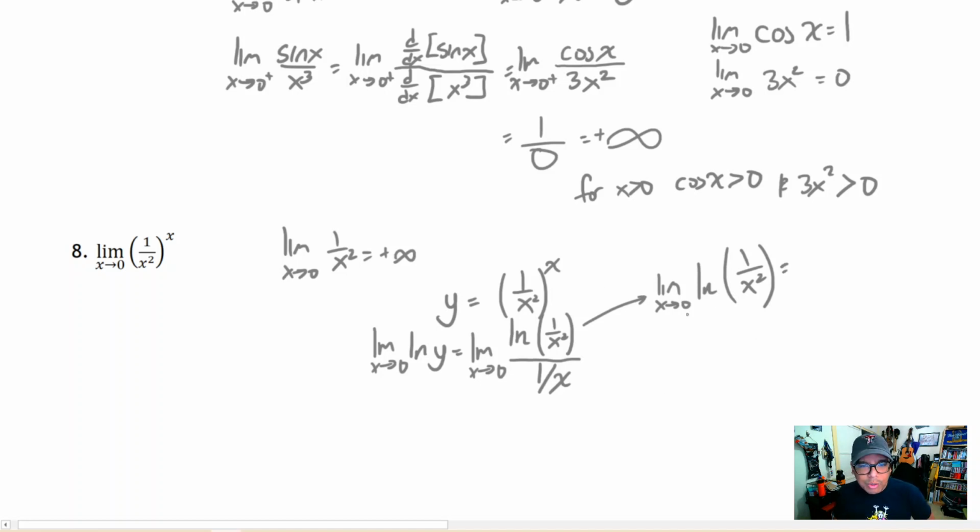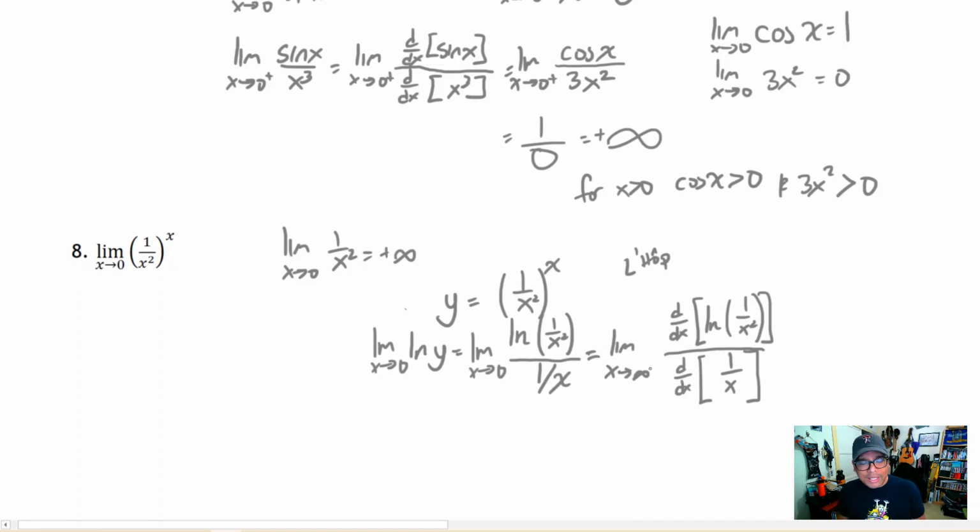Well, as x goes to 0, 1 over x squared goes to infinity. And of course, the natural log of a number that approaches infinity is also going to approach infinity. So the numerator approaches infinity, and we already said that the denominator is going to approach infinity. This should be one of those limits that you have to have down cold: constant over something that goes to 0 is going to be infinity. So we're looking at an indeterminate form.